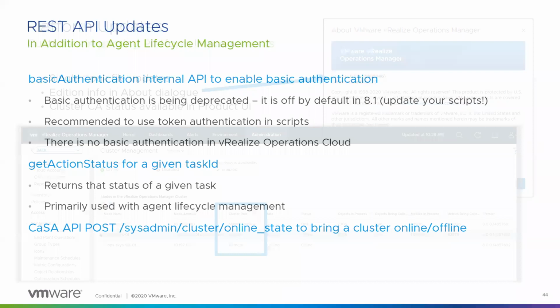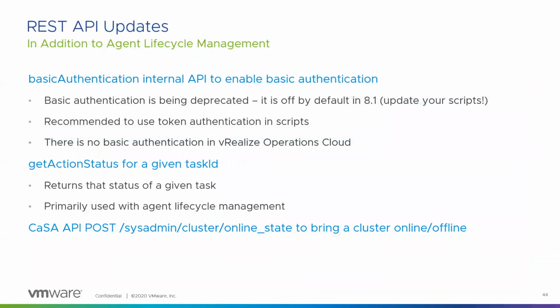REST API updates, because vROps is the center for integration. You can do a lot of integrations and automation, so we continue to provide various API updates. In this one, as I mentioned, one big-ticket item was the agent lifecycle management APIs. Apart from that, there are a couple more around basic authentication, as well as getting action status for a particular task ID. And you can bring your cluster online and offline using the CaSA API.